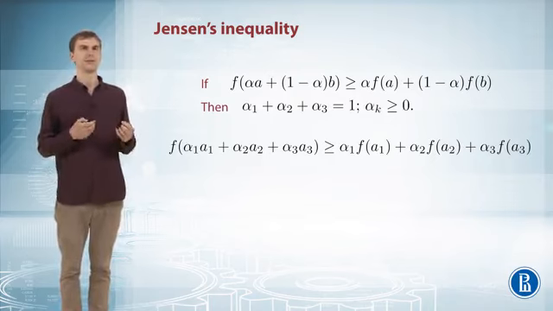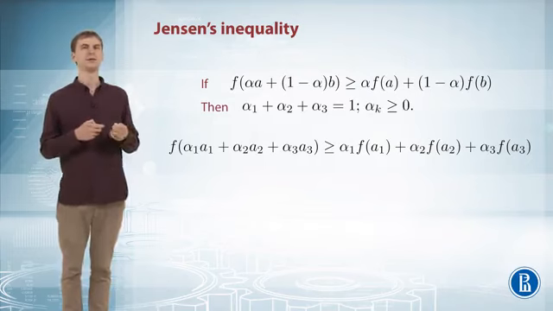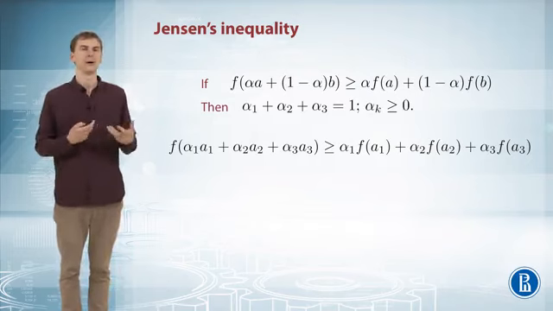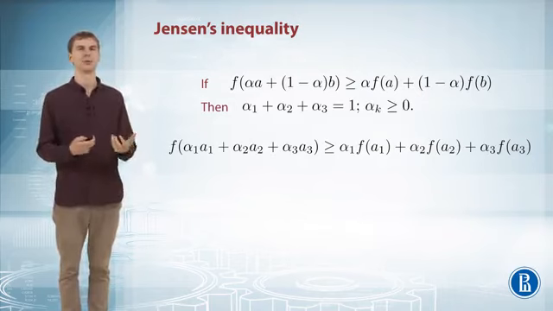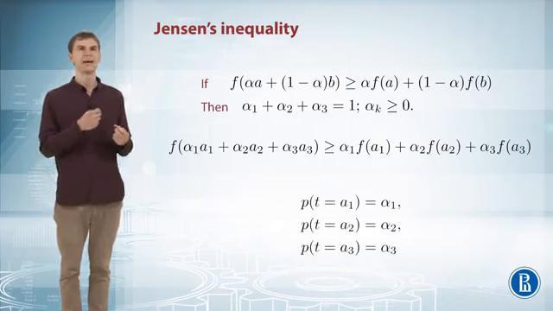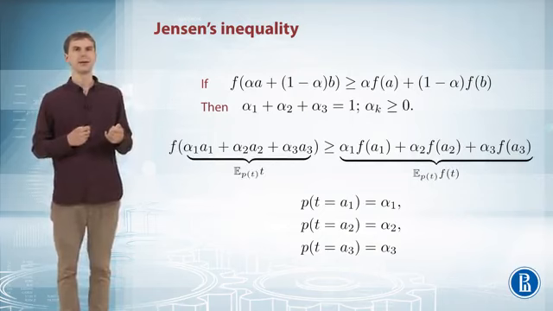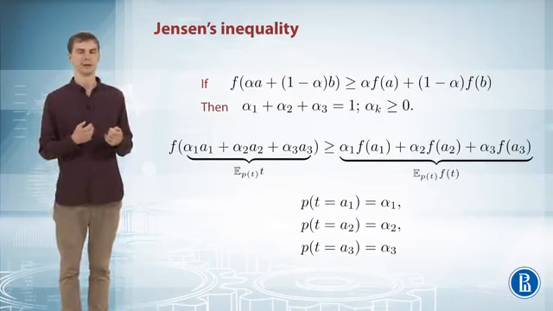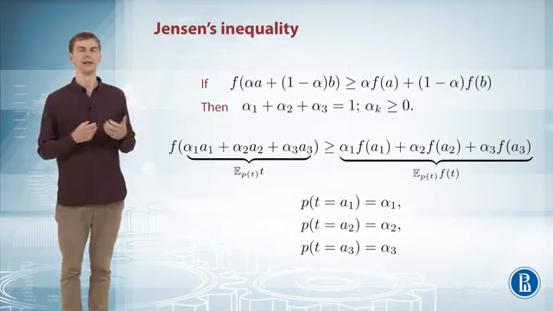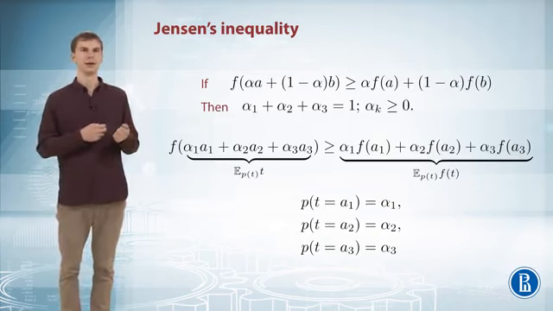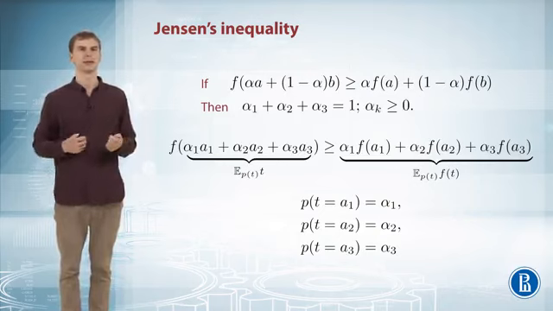And you can generalize this thing. First of all, you can call these alphas probabilities, because, why not? They are non-negative, they sum up to 1. So let's say that there is a random variable t, which takes 3 values, a1, a2, and a3, with probabilities alpha. And now we can rewrite this inequality, saying that f of the expected value of t is greater than or equal to the expected value of f of t. It's just the same thing, it's the definition of the expected value. So the average with weights being the probabilities.